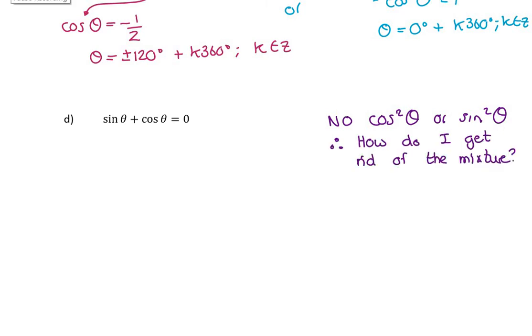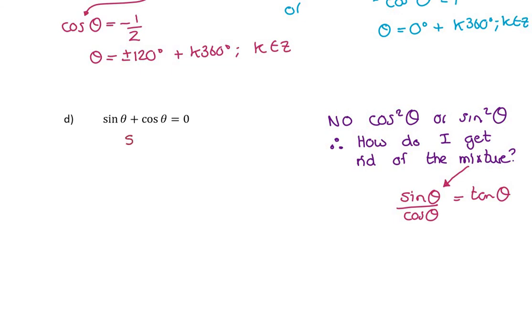I'm now bordering onto what our next topic is going to be, but I thought I'd just throw one in here to sow the seed. There's no sine squared or cos squared, so how do I get rid of the mixture? Well, what's the only other connection between sine and cos? There's one connection, and that's the idea of sine squared plus cos squared is 1. However, there's also the fact that sine theta over cos theta can be replaced with tan theta. So the question is, can I make this into sine theta over cos theta?